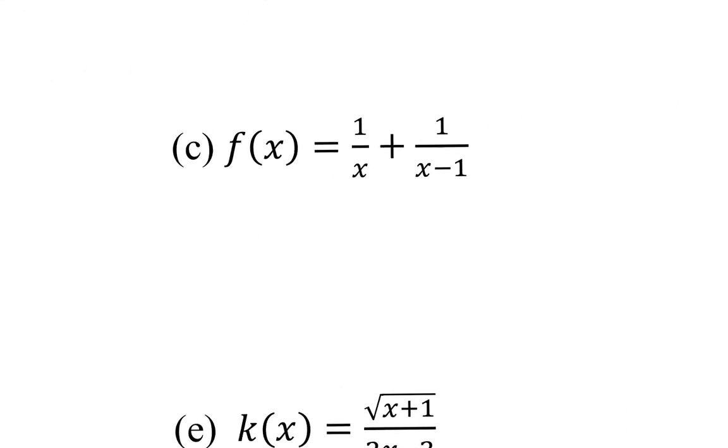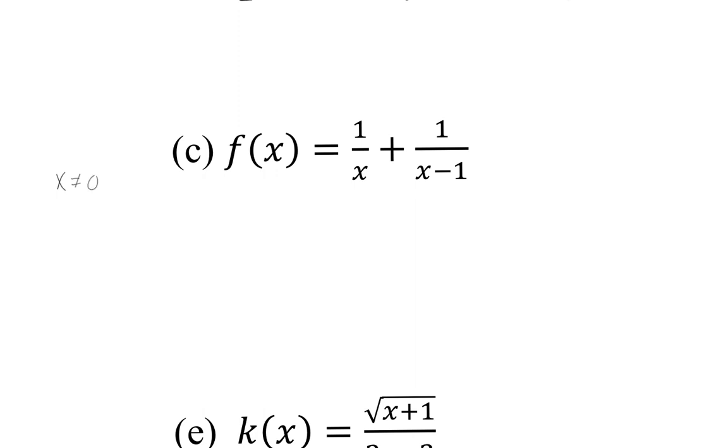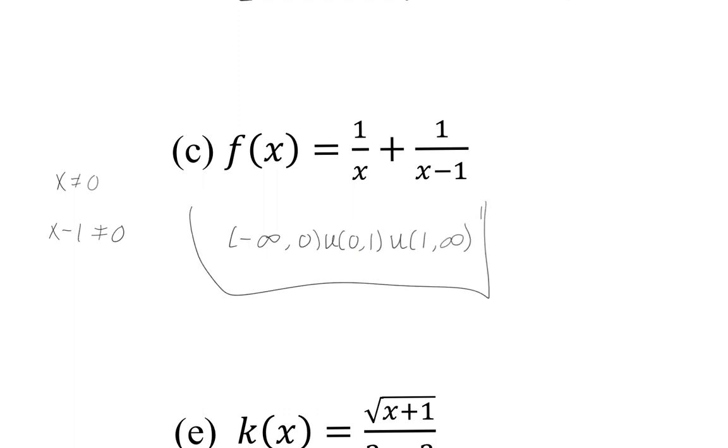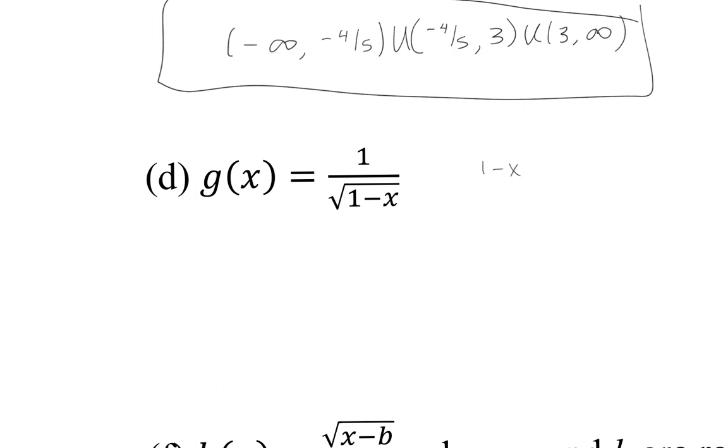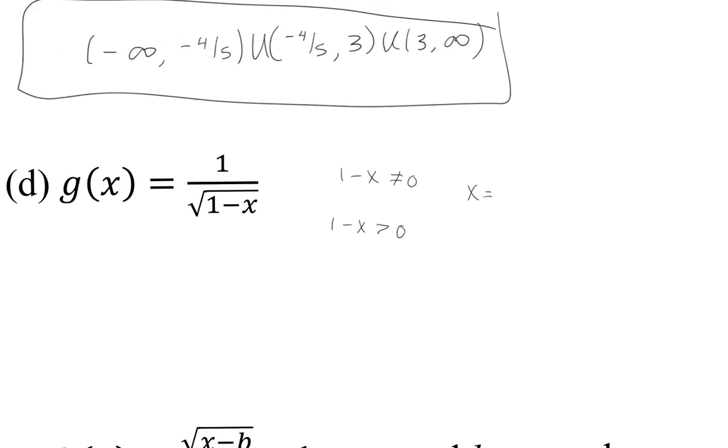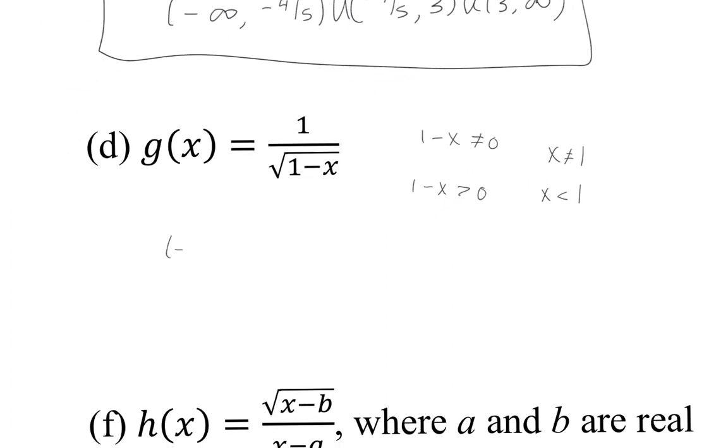Moving on, looking at our denominators, we know that x cannot be 0 and x minus 1 cannot be 0. So our domain is going to look like negative infinity to 0, union 0 to 1, union 1 up to infinity. On the next one, we know two things. First of all, 1 minus x cannot be 0, and 1 minus x must be greater than 0. So we know that x cannot be 1, and x is less than 1, which means that our domain is going to go from negative infinity up to 1, and that's it.